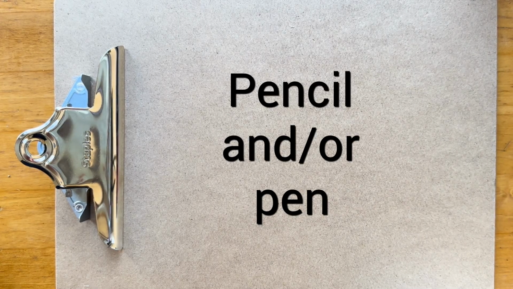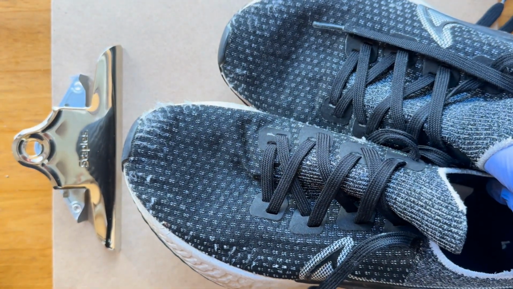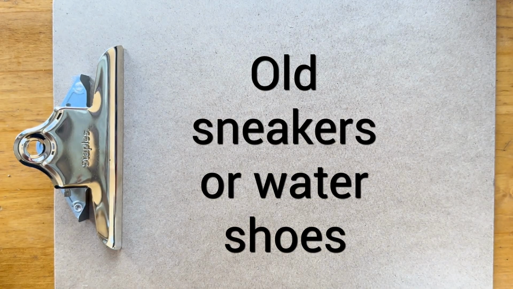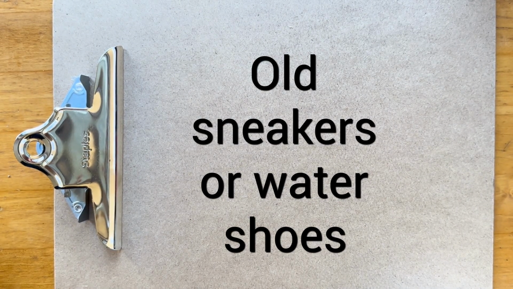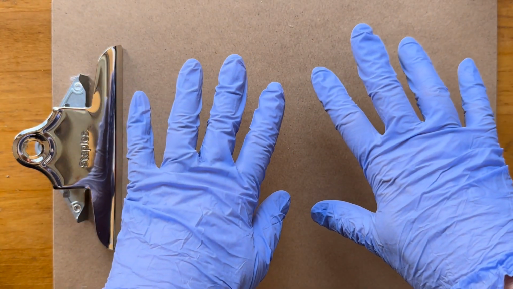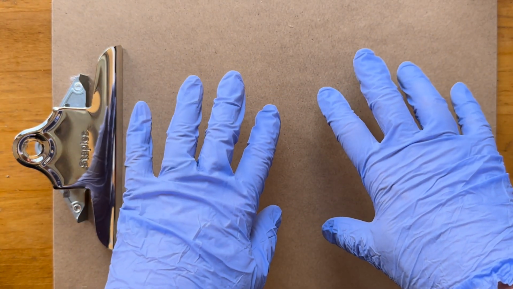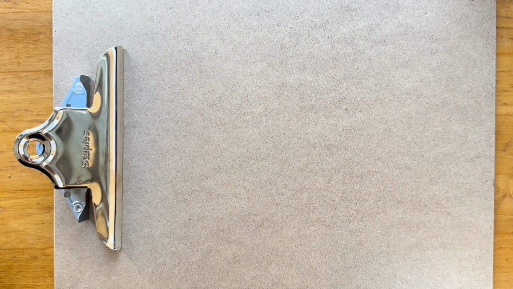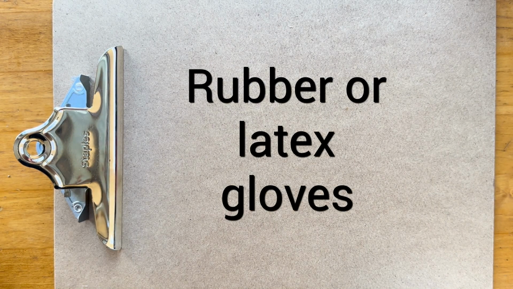And I would suggest that at least one person has some sort of old sneakers or water shoes, because they're going to need to collect a sample in your water body that you're testing. I also prefer to have rubber gloves for those who are a little uncomfortable getting their hands too wet or muddy, as well as handling the chemicals that we have.